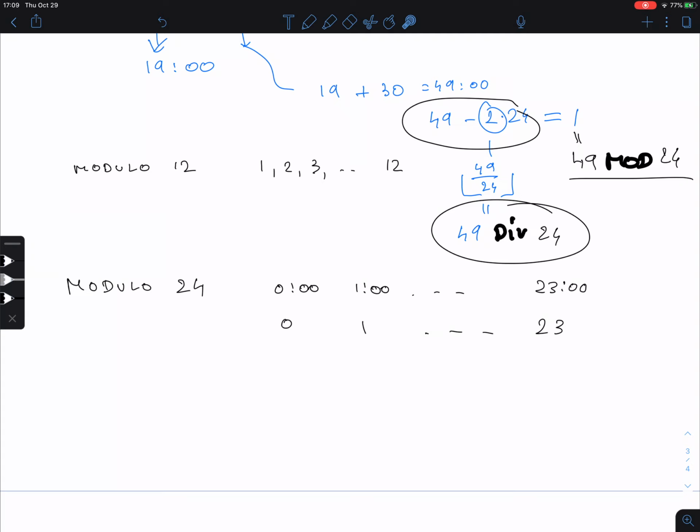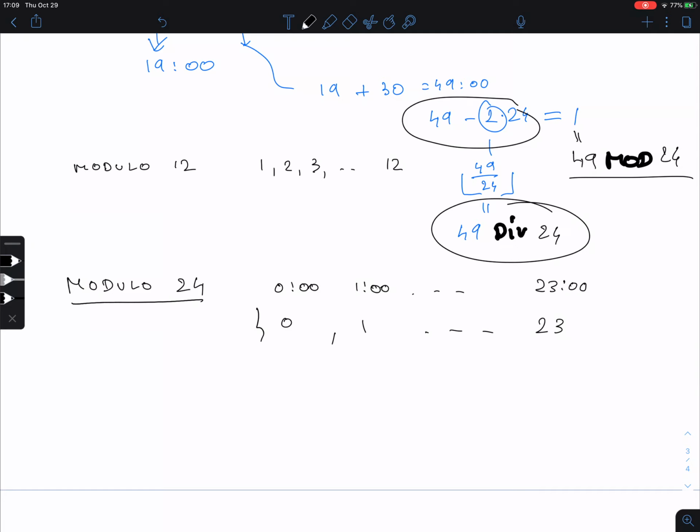So this means for us, when we work modulo 24, there are only these numbers that are important. How many are there? Well, that's exactly 24, right? Because we start with 0 and we end in 23. Remember, this is the way that mathematicians and computer scientists start. We have seen this, why very often your index starts from 0 instead of from 1.